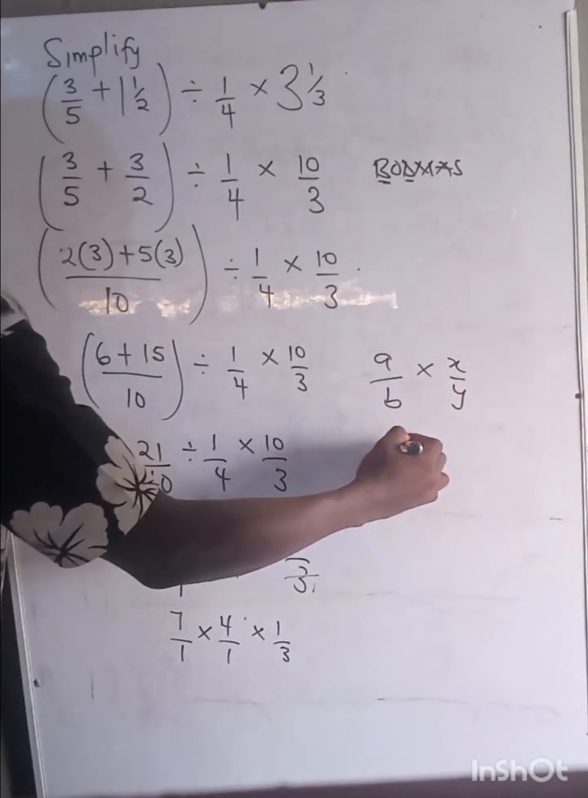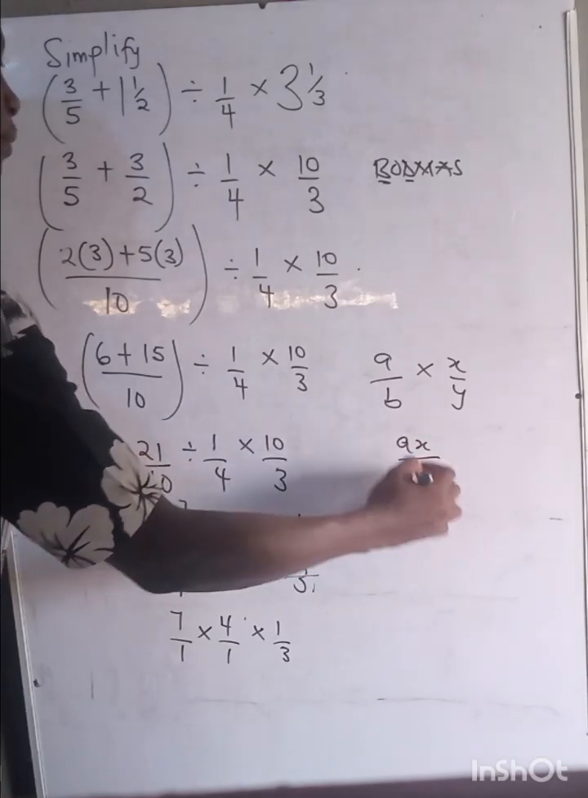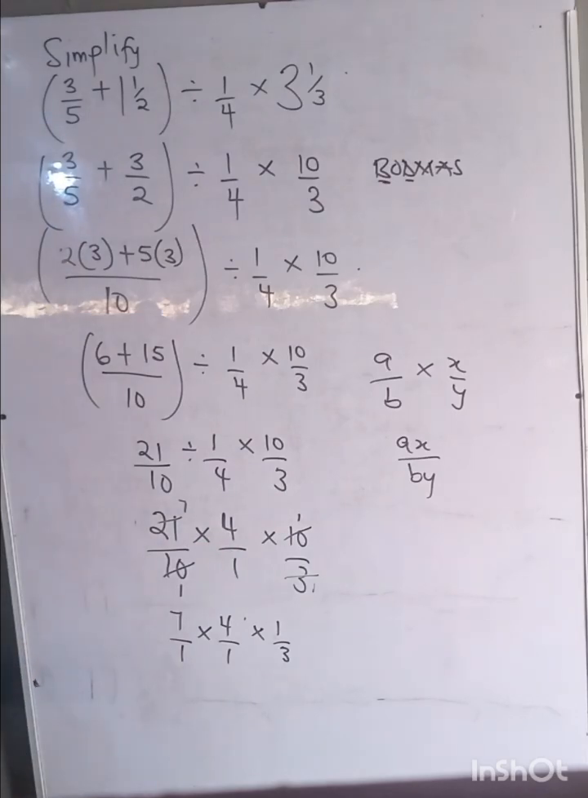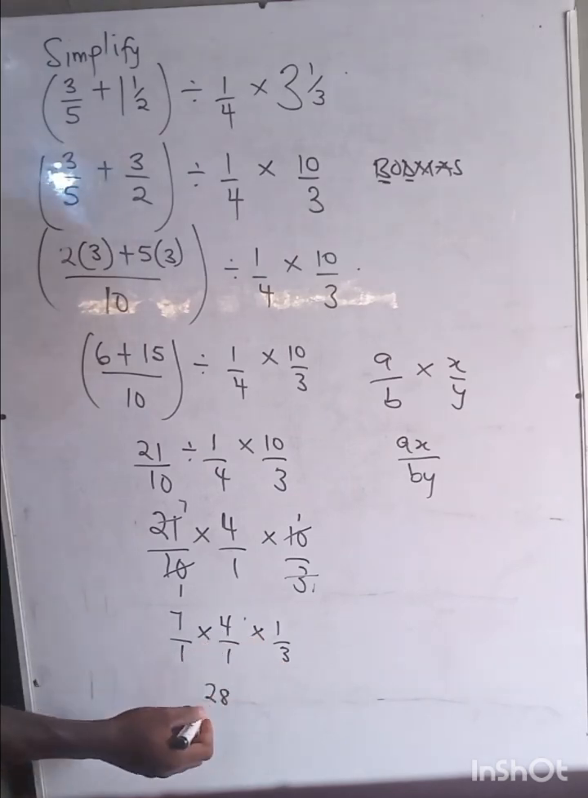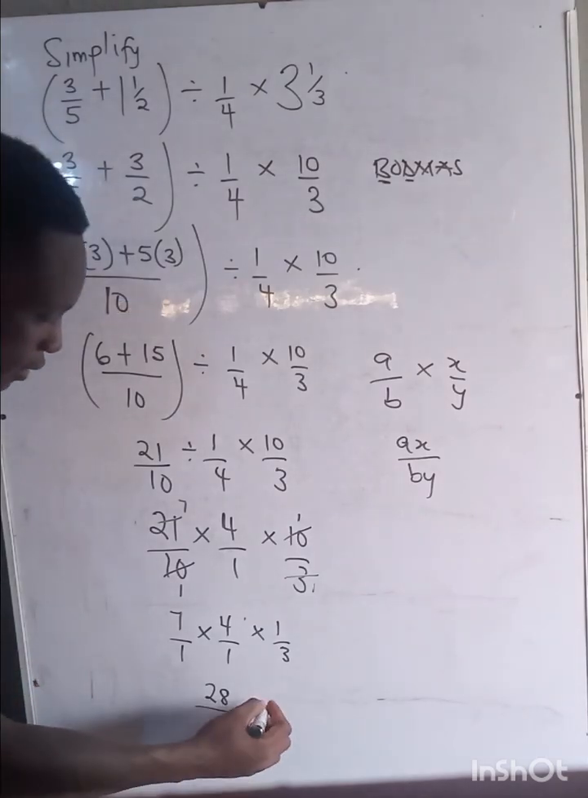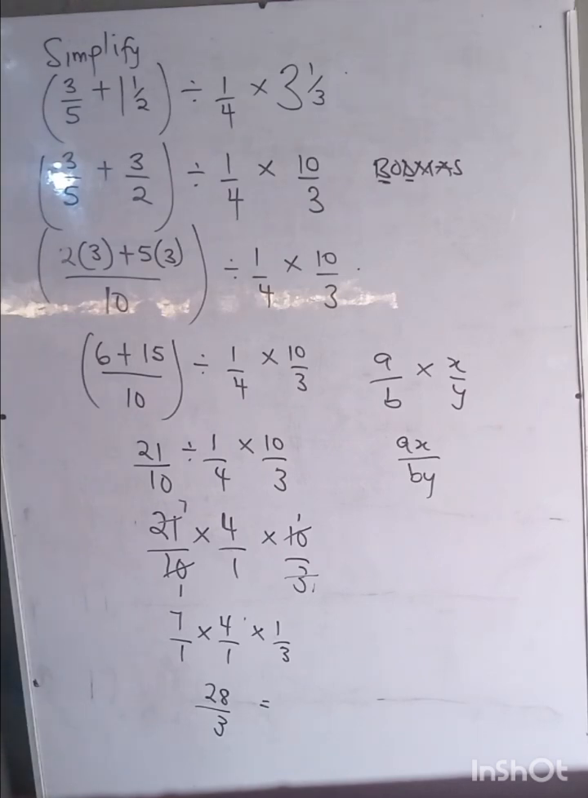As I said, when we have a on b times x on y, it gives us ax on by, meaning the numerators multiply as well as the denominators. So we have 7 times 4, which is 28, times 1, 28. Then 1 times 1 times 3 is 3. So our final answer is 28 divided by 3, or 28 out of 3.